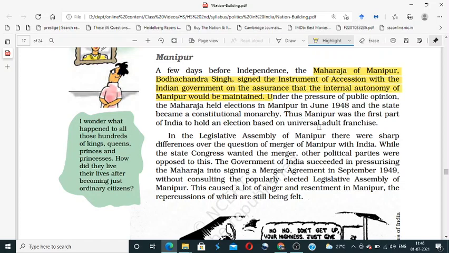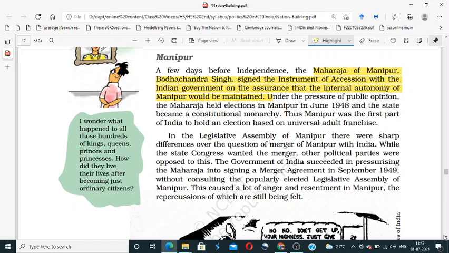So he was given some assurance, some kind of conditions that okay, we will not interfere into the internal politics of Manipur. So he had joined India, but there were voices within Manipur who wanted to remain independent. Many of the people protested against the king. So in June 1948, it became a constitutional monarchy after holding of elections. Thus, Manipur was the first part of India to hold an election based on universal adult franchise.